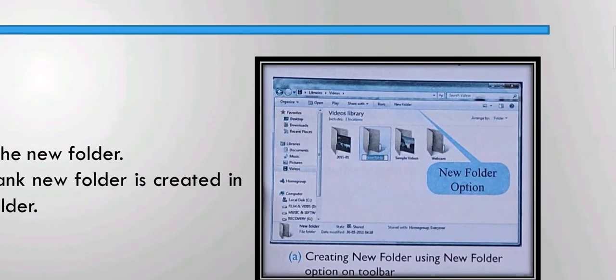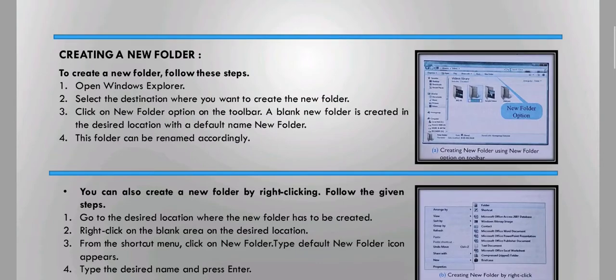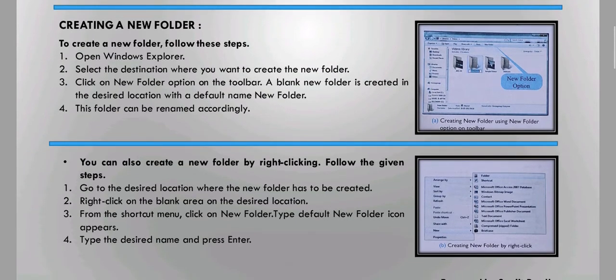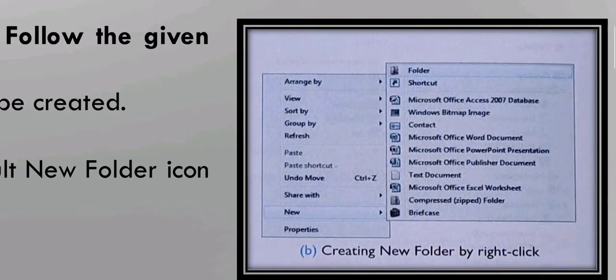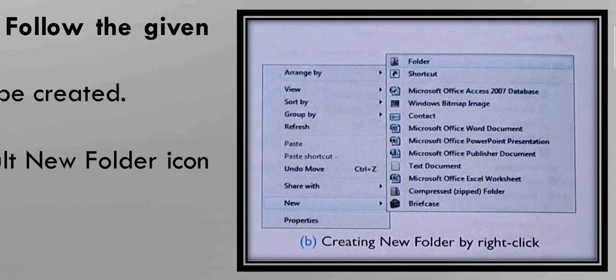Okay, the next process is to go to the desired location where a new folder has to be created. Right-click on the blank area at the desired location. Here you can see the right click, here is the option of new, then folder. Okay, then we click on the folder option. The same result will happen. A new folder will be created with the default name New Folder. Then we can rename the folder as per our choice.